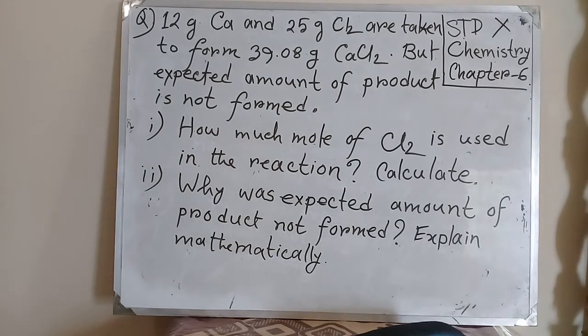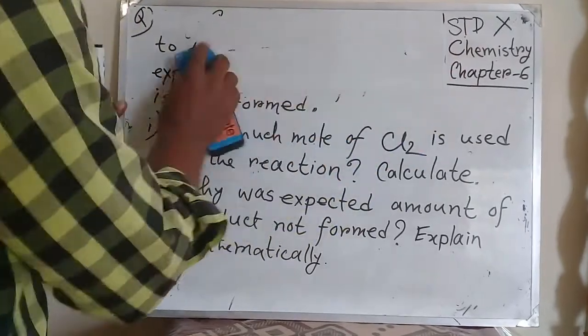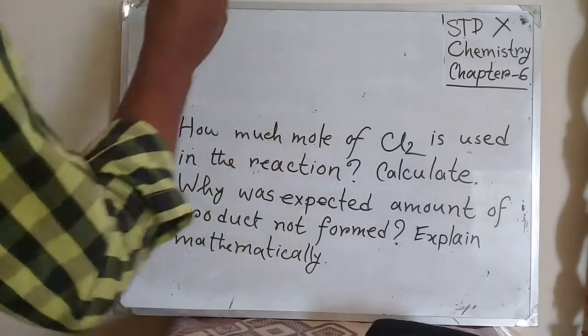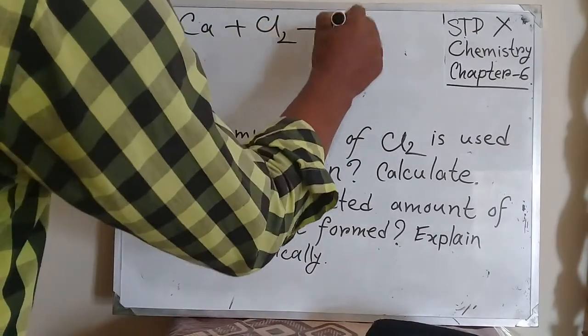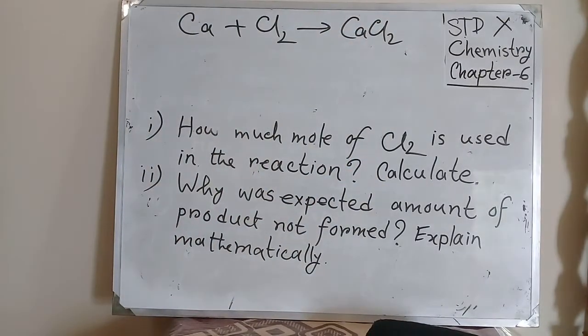So we'll start with the first one. How much mole of chlorine is used in the reaction? Calculate. This one I will calculate and you will see. For calculating, we need to write the reaction first. So we'll write the reaction: calcium plus chlorine gives calcium chloride. So how much mole of chlorine is used up?